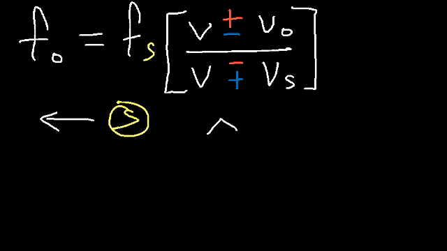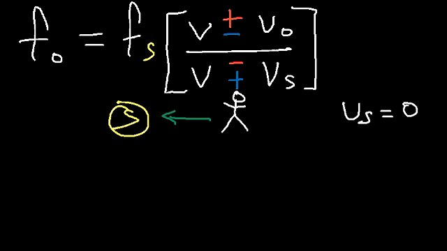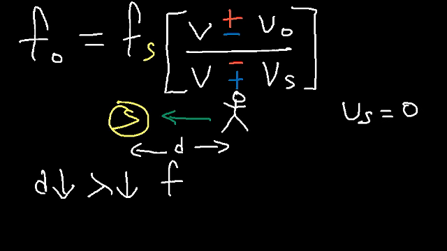Now what if the observer moves towards the source and the source is stationary? If the source is stationary, Vs is 0, which means we don't need to worry about the signs in the denominator. We just need to focus on the numerator. If the observer moves towards the source, what happens to the distance between the source and the observer? The distance is decreasing, which means the wavelength is decreasing, and therefore the frequency is increasing.